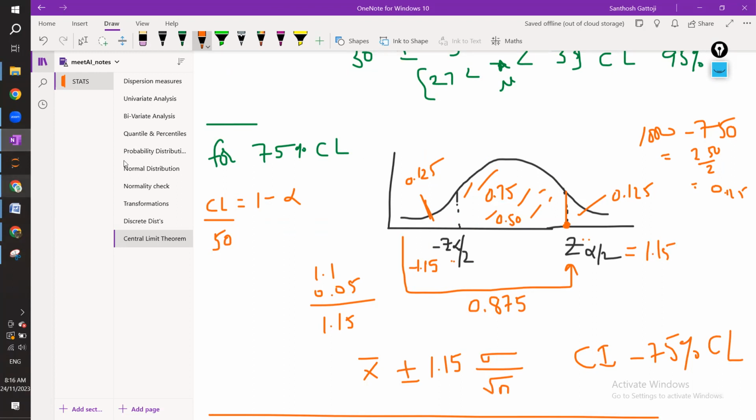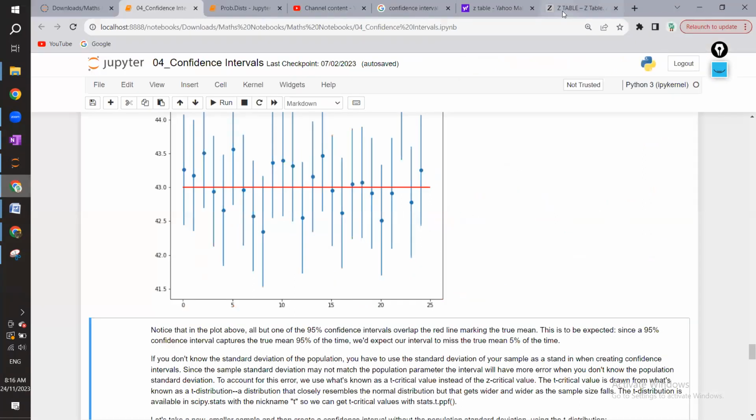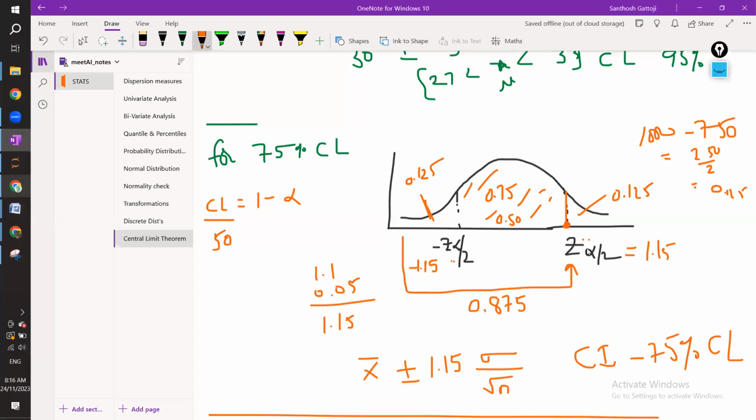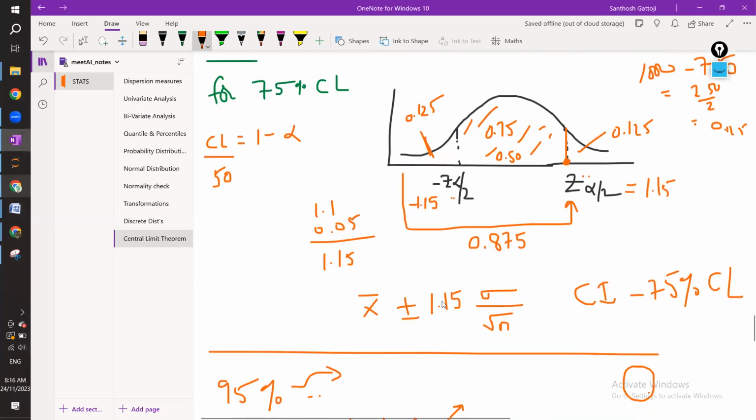Now you will go into this table and see 0.75. That means 0.6 plus 0.08, so 0.68 will be the value for you to replace over here. This will become x bar plus 0.68. The area is the same because this is the point which will capture this whole area.